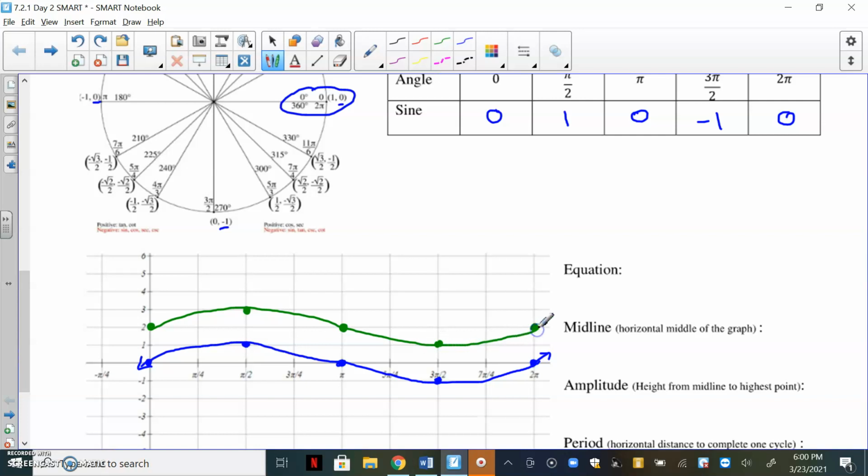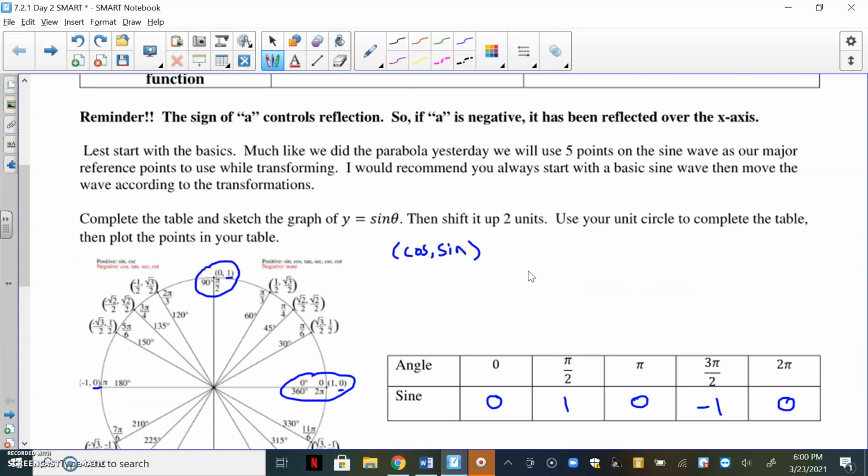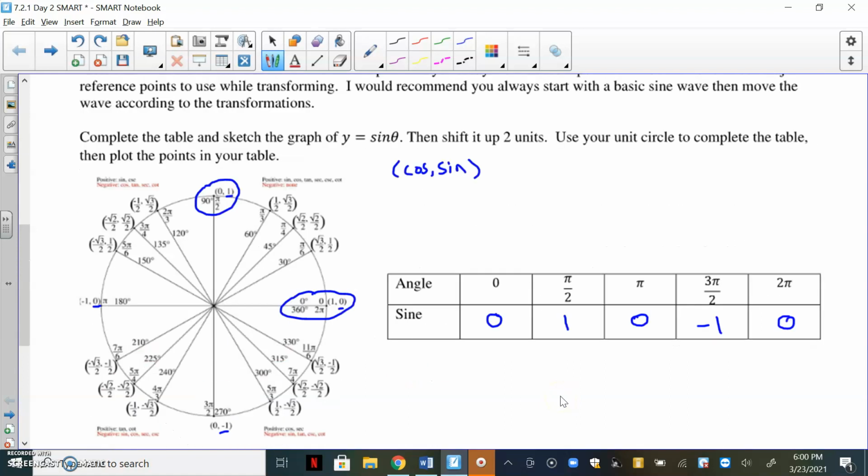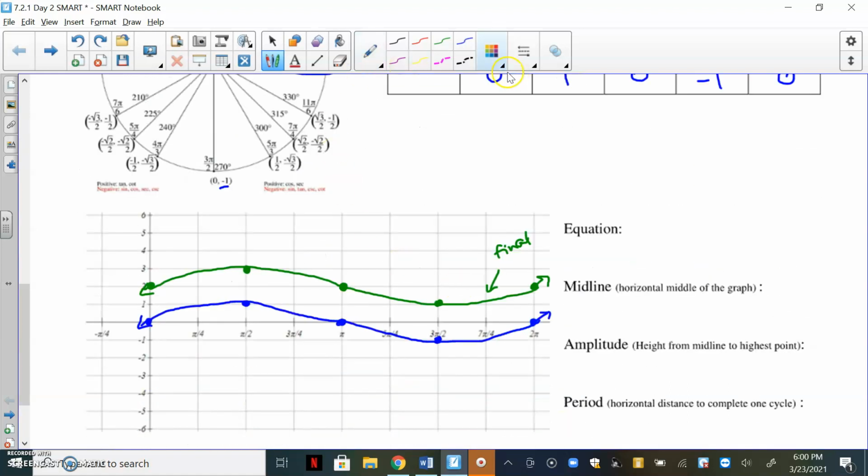All right, that's better. Okay, and so this then is our final graph. And if I want to write the equation for this graph, this is the final product, I'm going to want to look at this graphing form. This is what the general format is going to look like, so that's where we just plug a bunch of information in. So let's put that down here to help us reference it.